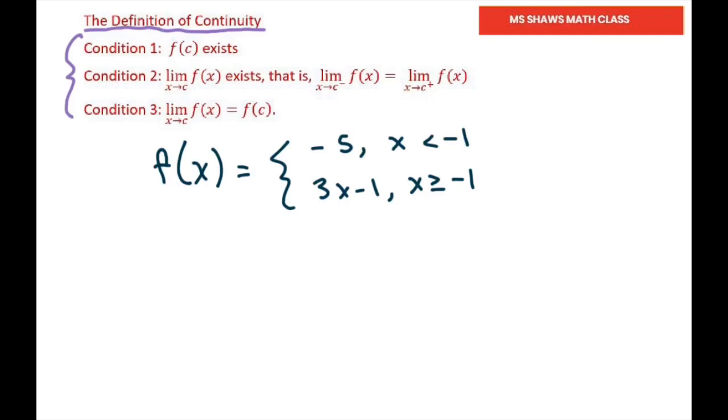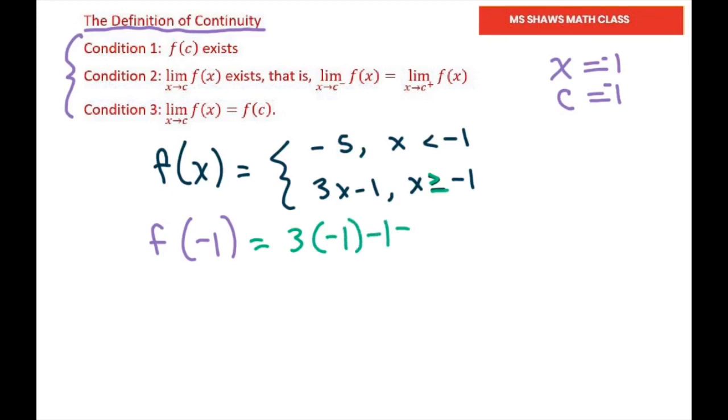So basically, condition 1, we want to know if our function is continuous at x equals c, where c is -1. So we're going to do f of -1. Now, where x equals -1 is in the second portion, so I'm going to plug in -1 here. And this equals -4, because -3 minus 1 is -4. So we do have a value of -4 at x equals -1.